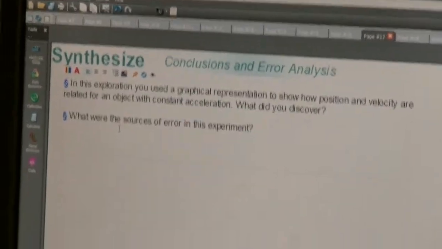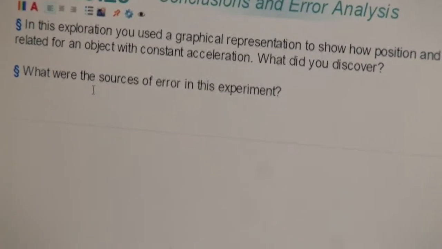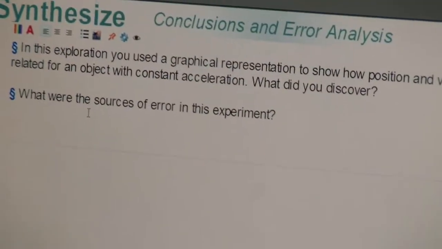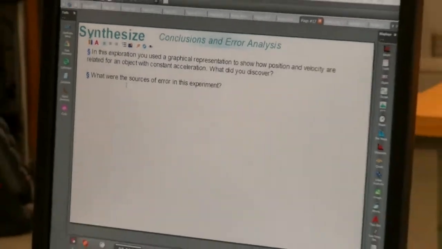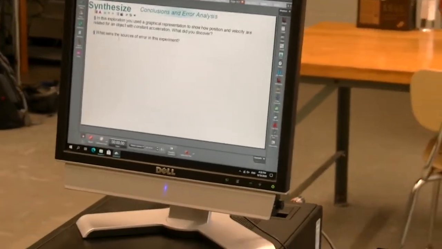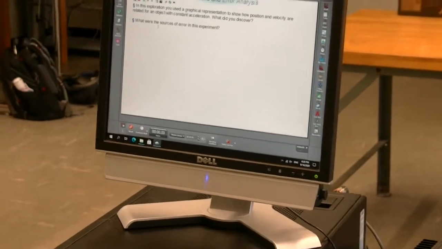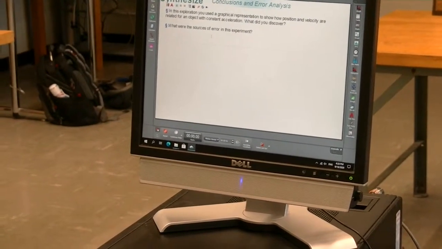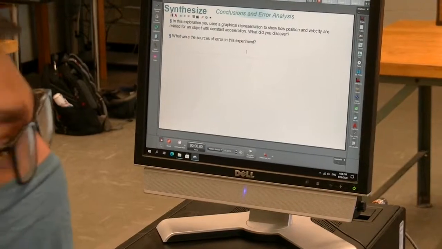And then you have to write about what the sources of error in the experiment were. You can say that there is a limitation or least count of the sensor. Then there could be things like when the ball is dropping, it might already have some velocity. But answers like human error are not acceptable, and you will lose points if you write those.